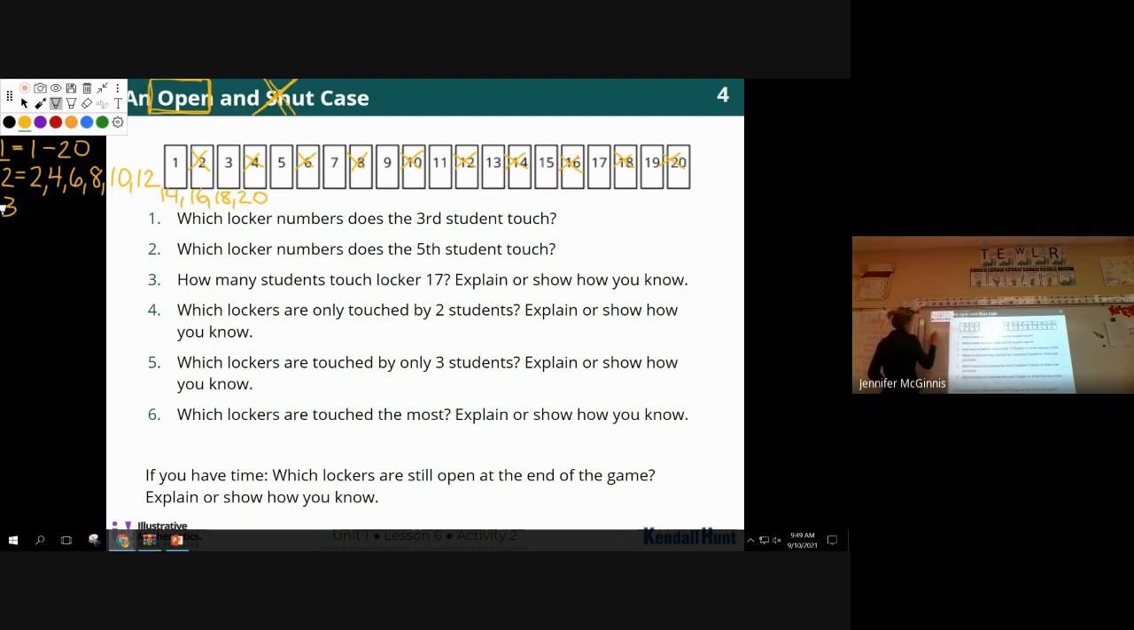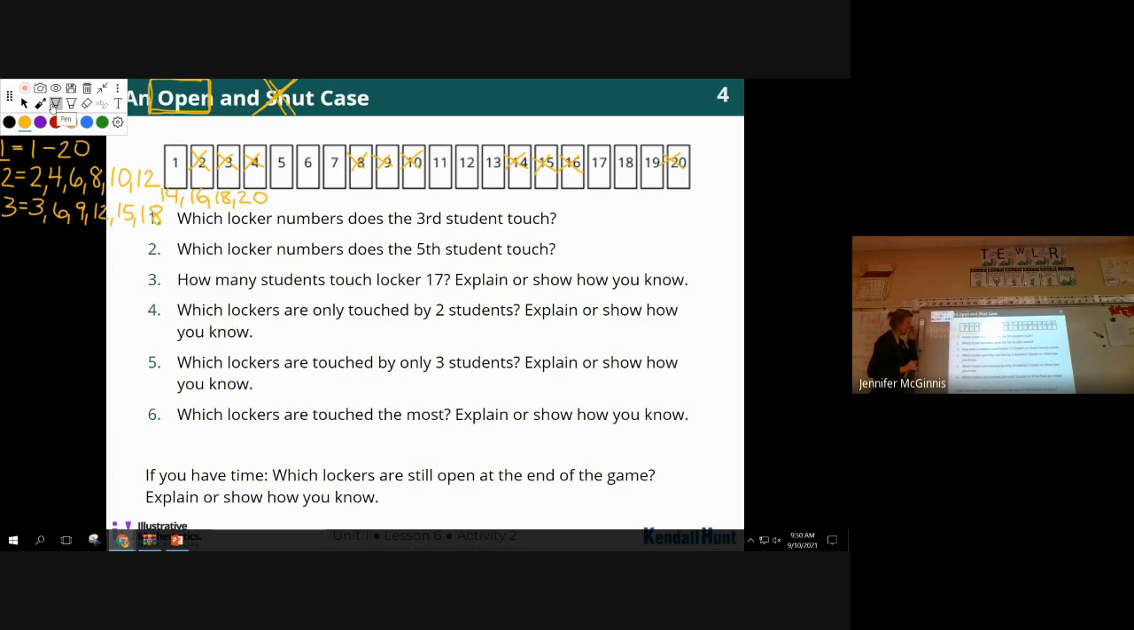Now, person number 3. What are they going to start? They're going to shut. 3, 6, 9, 12, 15, 18. So these are the lockers they're going to touch. 3 is now closed. 6 is now open. 9 is now closed. 12 is now open. 15 is now closed. 18 is now open, right?